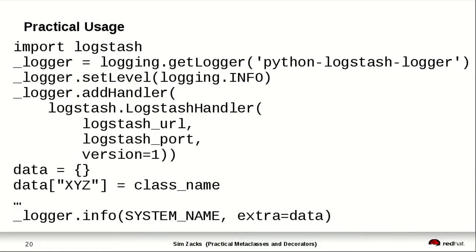In order to send something to Logstash, first of all, that's a very simple piece of code. You just have to get the Logstash module, set up your parameters, what level of logging you want, and then you just call using the standard logging function of Python, underscore logger, and that all works automatically. So that's not a challenge.